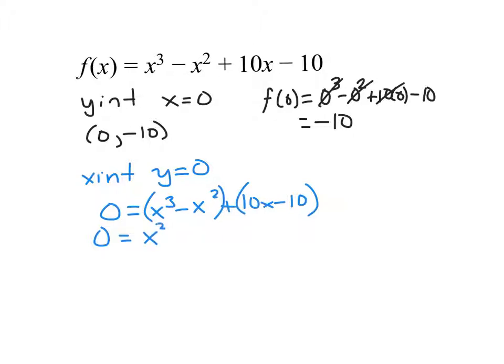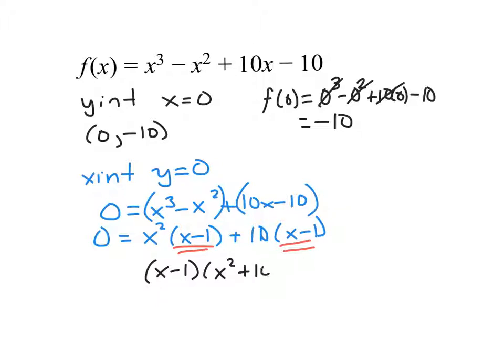So I'll take x squared out of the first two, and I'm left with x minus 1. And out of the last two, you see I have a 10 in both, so I can take a 10 out and have x minus 1. And now I have this same factor in both of these, so I can take that out. So that's going to be x minus 1 and x squared plus 10 equals 0. So if I set these equal, x minus 1 equals 0, x will equal 1.